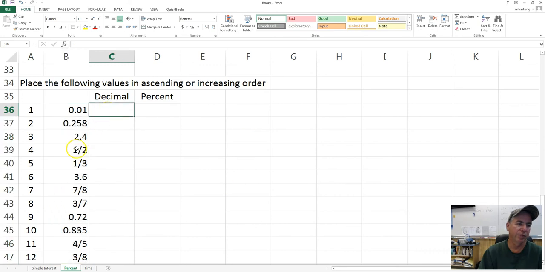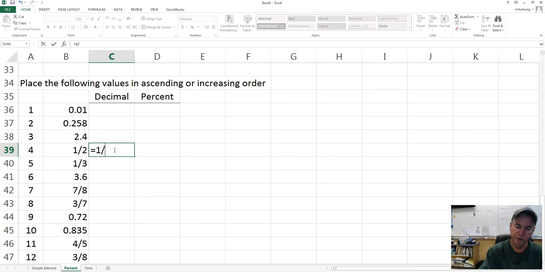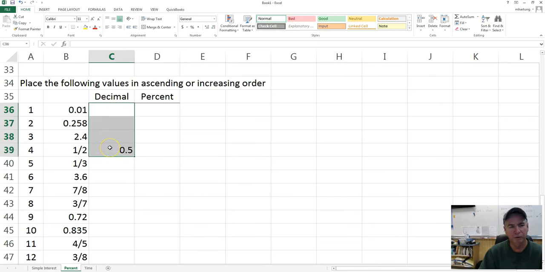Now, some of these are fractions. Let's do those first. Quick review of fractions. 1/2 is the same thing as 1 divided by 2. What's the decimal value? We could just simply do that arithmetic. Equal sign, 1 divided by 2, 0.5. So what we will do is go ahead and put everything in decimal values first in this column.